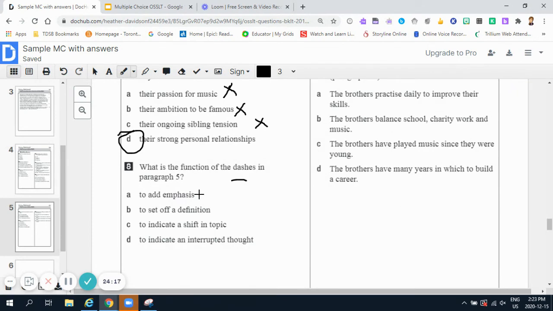Is it to add emphasis? No. To set off a definition? Yes. To indicate a shift in topic? No, it's about the same topic. To indicate an interrupted thought? No. So 8B.